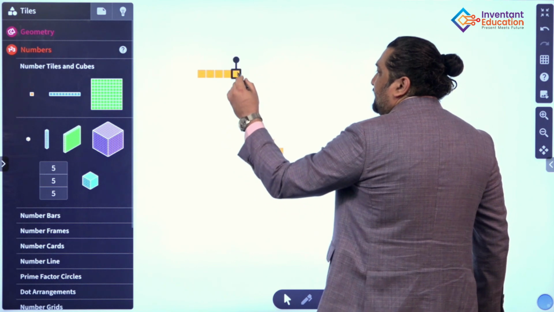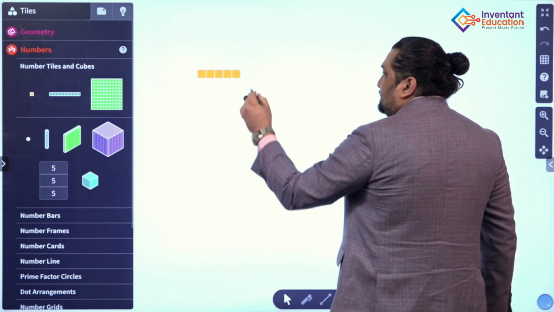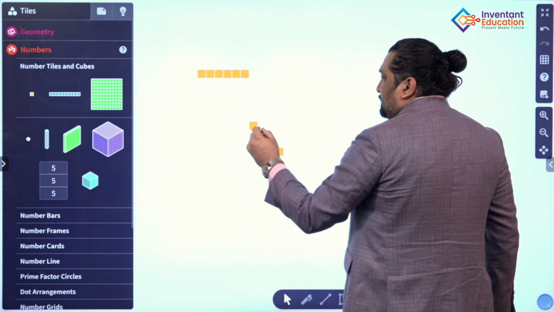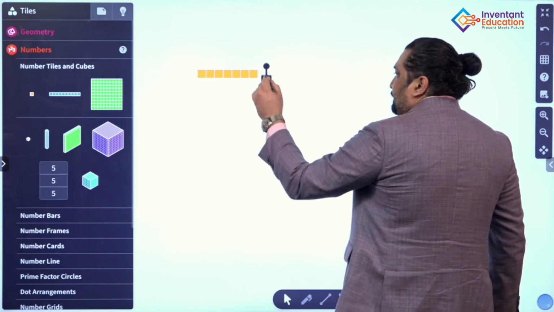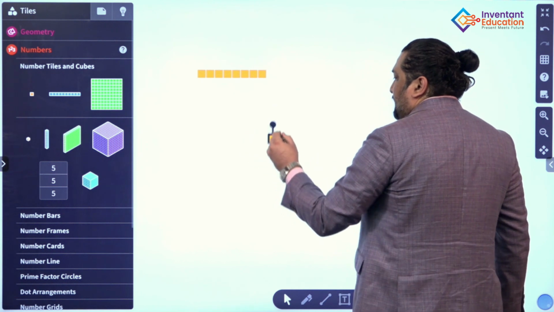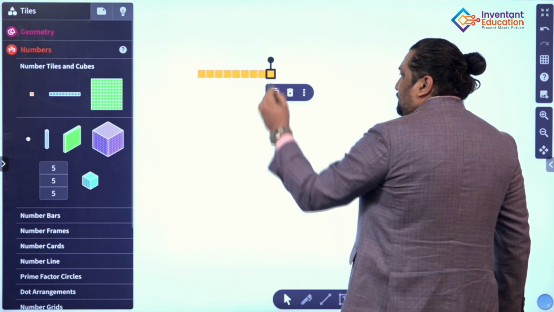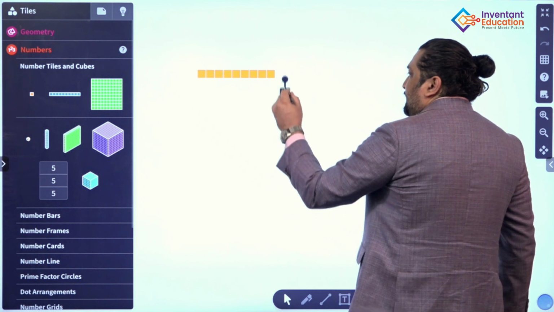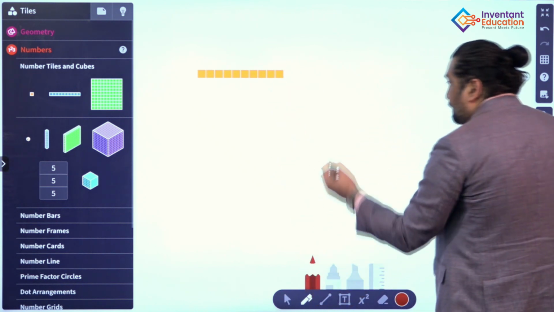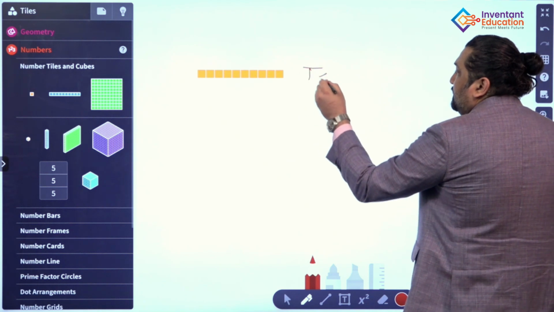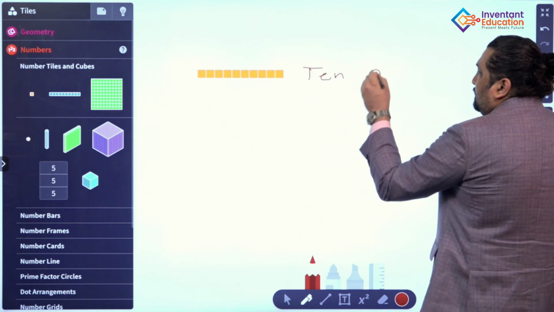This one is my 4. This one is my 5. This one is 6, 7, 8, 9 and 10. So these are my 10 ones.